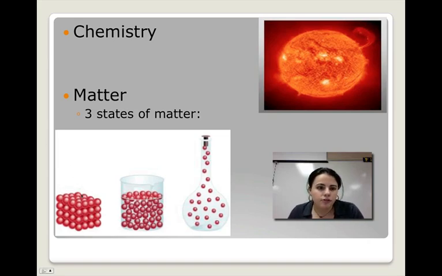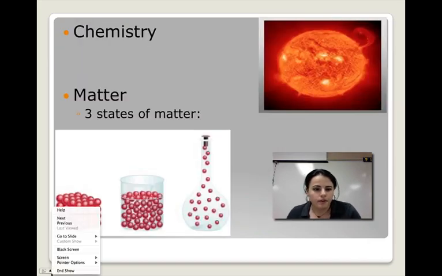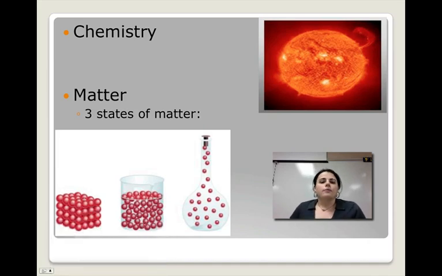So this first picture is showing a solid. You can see that the molecules are all very close together, not a lot of space. That makes it a solid. When there's more space in between, it forms a liquid. It usually takes on the shape of the container. And then of course we have a gas that has no defined shape unless it is contained. But for the most part they are not.